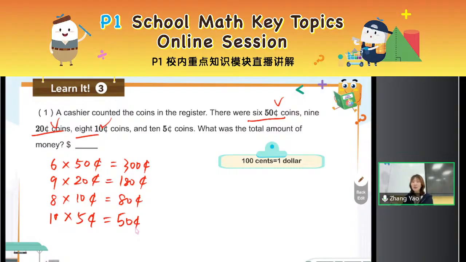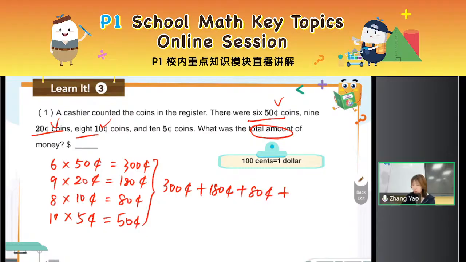Okay, do some of you get the answer now? What is the total amount? So for now, we just need to add everything up. We got 300 plus 180 plus 80 plus the 50 equals to what's the total amount we have? What is 300 plus 180 plus 80 plus 50? It equals to 610 cents. Okay? Right, so we got 610 cents.